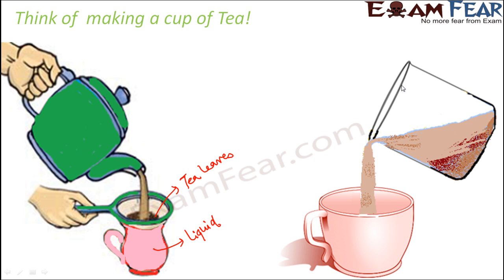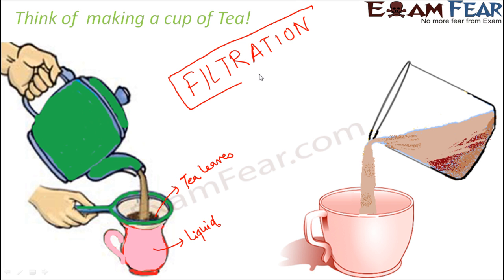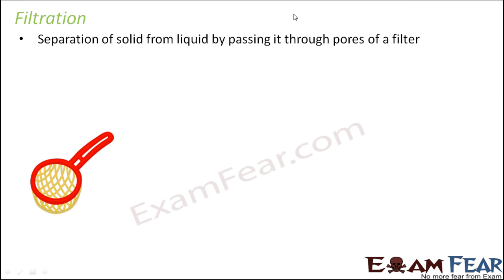So that is the disadvantage I was talking about. This disadvantage is with decantation, and the process where this disadvantage is overcome is called filtration. So now we are going to discuss filtration. What is filtration? It is separation of solid from liquid by passing it through pores of a filter.